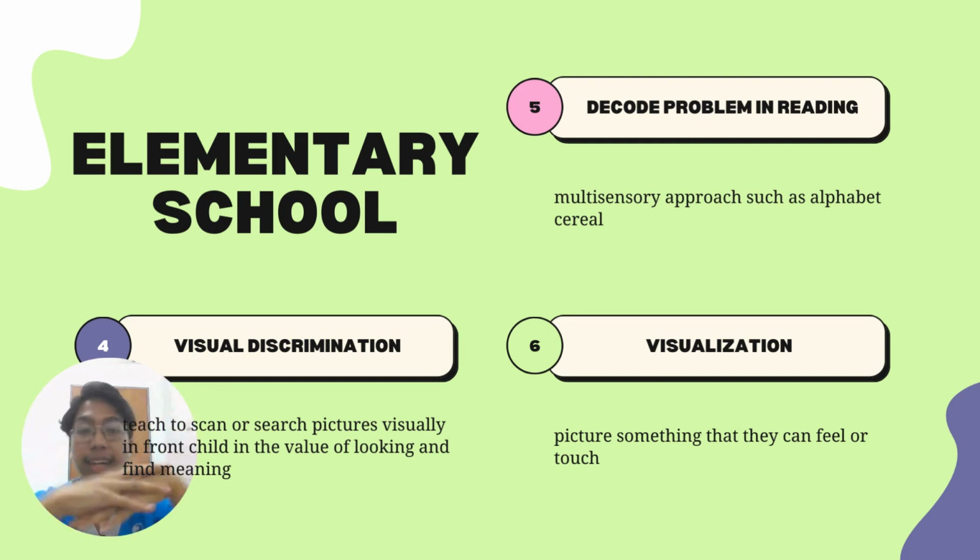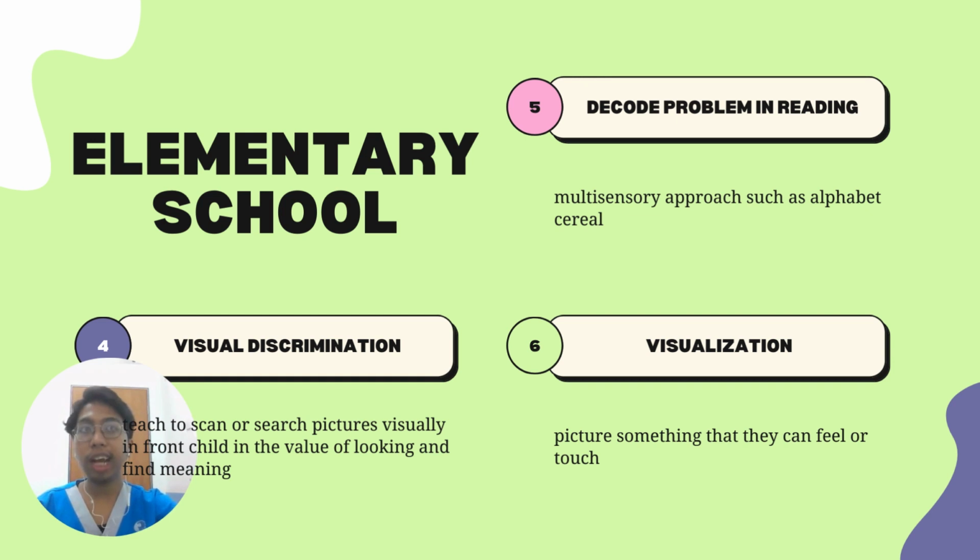And next is visualization, which is to picture something that they can feel or touch. Imagine you want to ask the kid to imagine an elephant, but they never felt or touched it. So how can they even visualize it? How can they improve their visual perception? So we can ask them to picture something that they have already touched, maybe a cat. Okay, picture a cat. So this helps them to form an image in their mind, so they know that even when they hear the word, they can still visualize it in their mind.